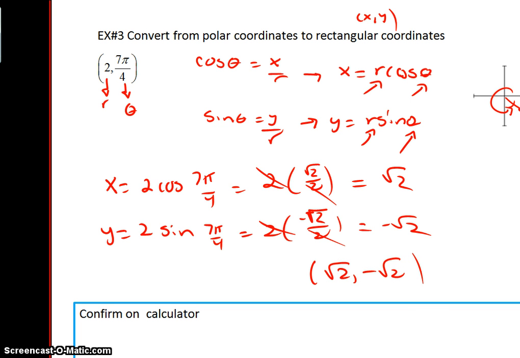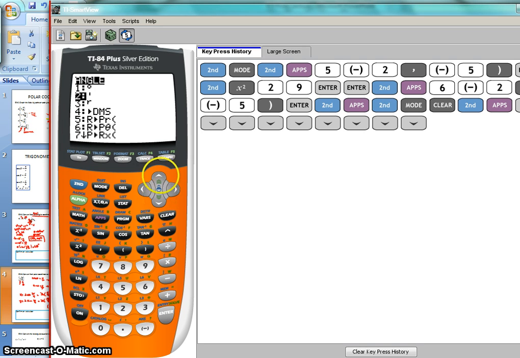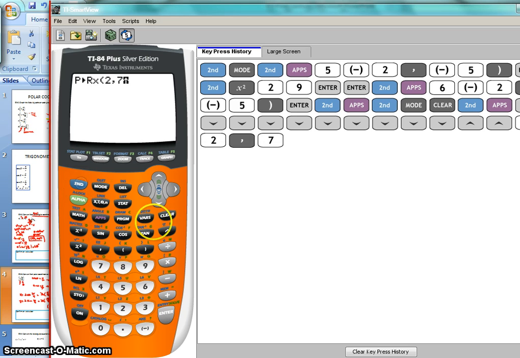So let's go to the calculator, and let's check that we get the same answer. Okay, so we're going to go back to the angle menu, and this time we're going to go from polar to rectangular, so option 7, and if you scroll down you get option 8. So option 7 is polar to rectangular x, and 8 is polar to rectangular y. So let's choose option 7, and we had 2 comma 7 pi divided by 4, and you get 1.9. We got root 2.